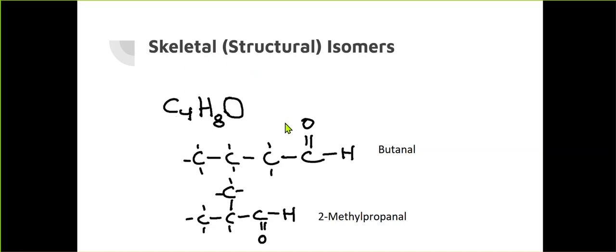Just so I'm clear, because you always have to have the OCH group at the end of a chain, if that's the only thing, you do not have to number it, correct? Right. Yeah, you could call this 1-butanal, or you could just call it butanal. Okay.